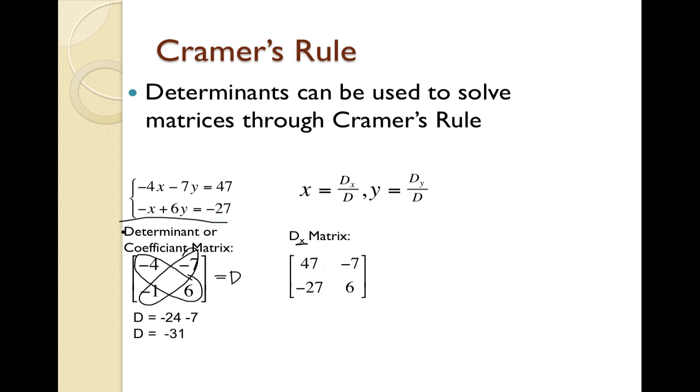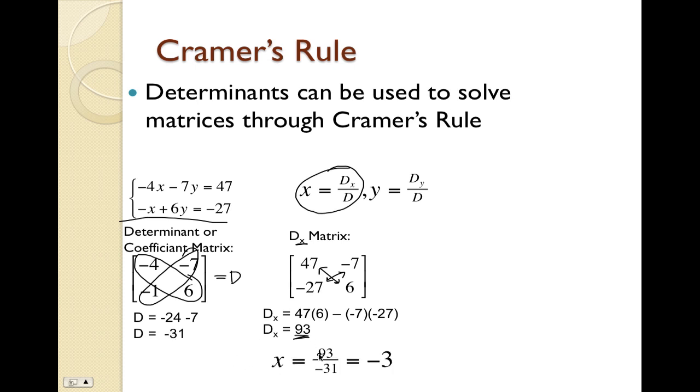Now we need to find the determinant. Same thing as before: cross multiply and subtract. We get 47 times 6 minus negative 7 times negative 27. When you simplify that, you find that Dx equals 93. Now that we know Dx equals 93, we can solve for the x variable. We have all the pieces we need: our Dx and our D. So x equals 93 divided by negative 31, and the value of our x variable is negative 3.